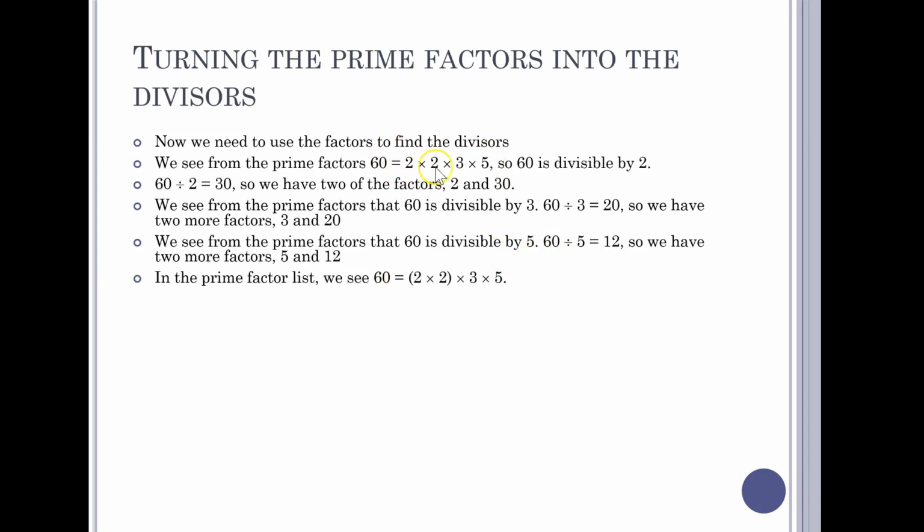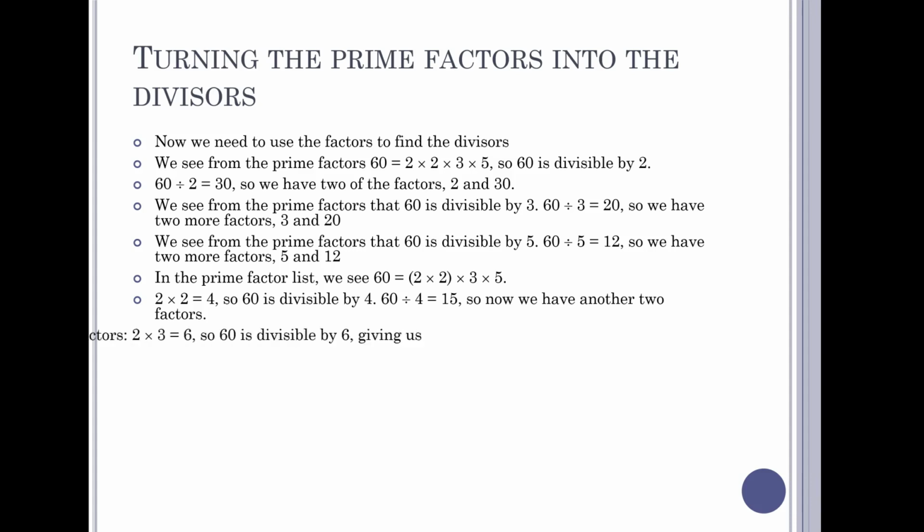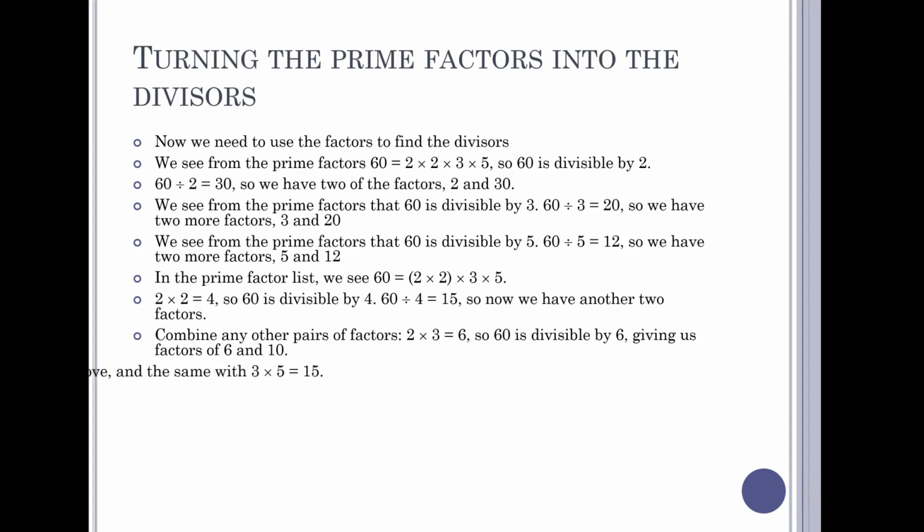Now, we also see that we have 2 times 2 in there, which is 4. So we know that 60 is divisible by 4. Divide it by 4 and we get 15. Gives us another 2 more factors. We can also combine the 2 and the 3 here to get 6. So 60 is divisible by 6, giving us factors of 6 and 10, right? 60 divided by 6 is 10.